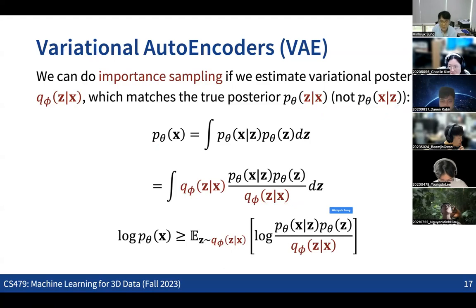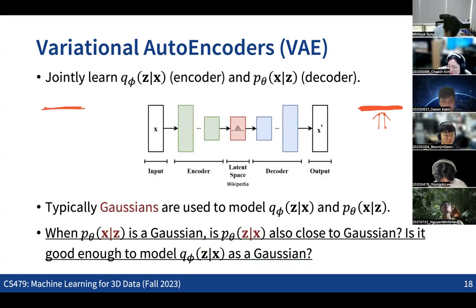But here the problem is that we want to model this p, the probability of x given z. So this is also unknown information. And given that it is unknown, how can we also get the probability of z given x? Both of them are actually unknown. So what we are going to do in the VAE is jointly train both the probability of z given x and also the probability of x given z.